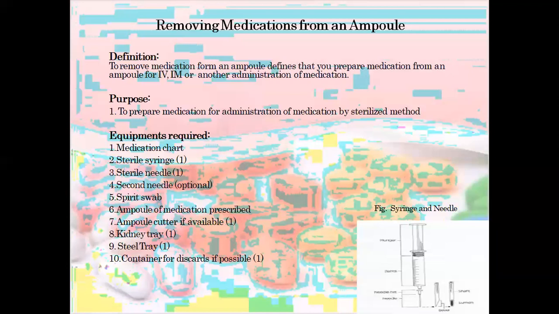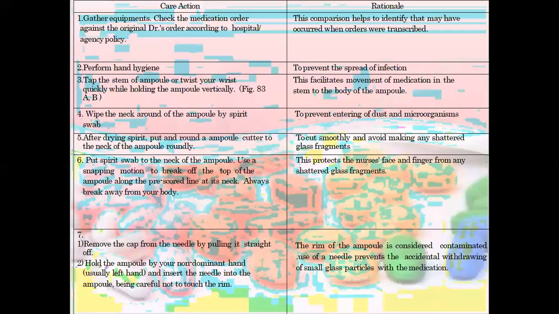Then we keep a kidney tray to discard liquid waste, or a steel tray to keep all these equipments, then a container for discard if possible, and we also keep a paper bag to discard solid waste. So these are all the equipments required in the procedure of removing medication from an ampoule. So we will start the procedure. First we have to gather the equipment, check the medication order against the original doctor's order according to hospital or agency policy.